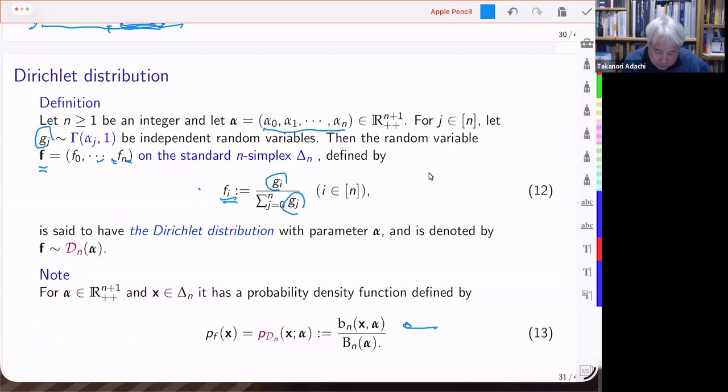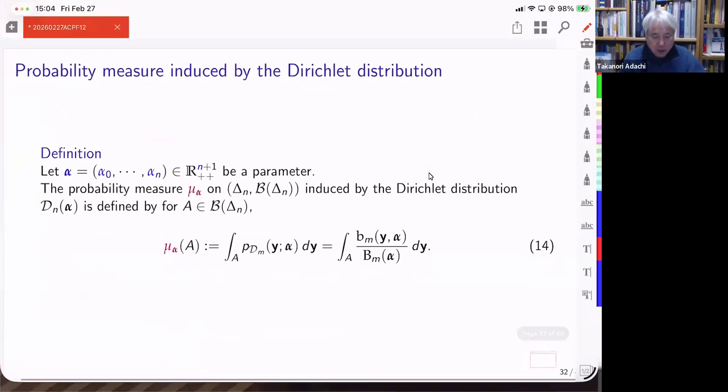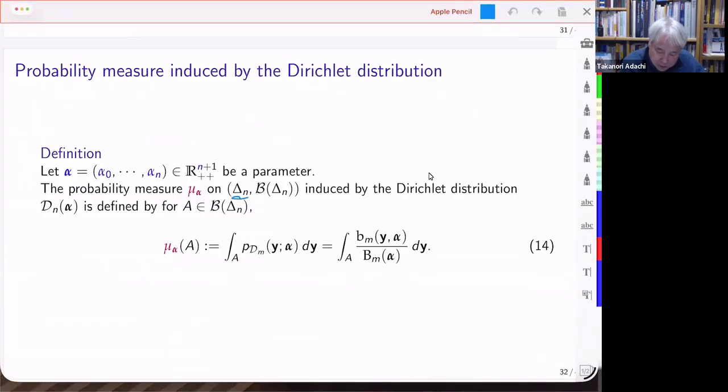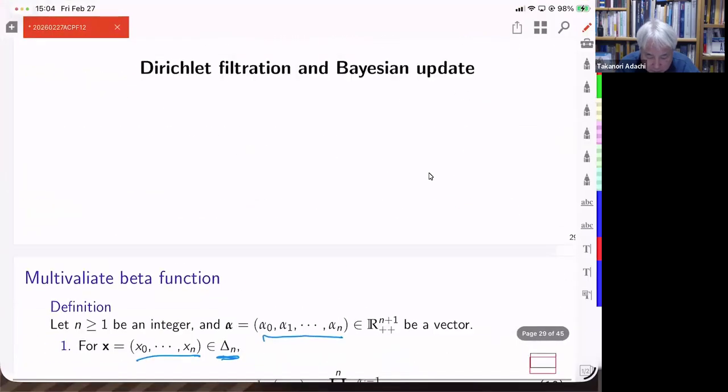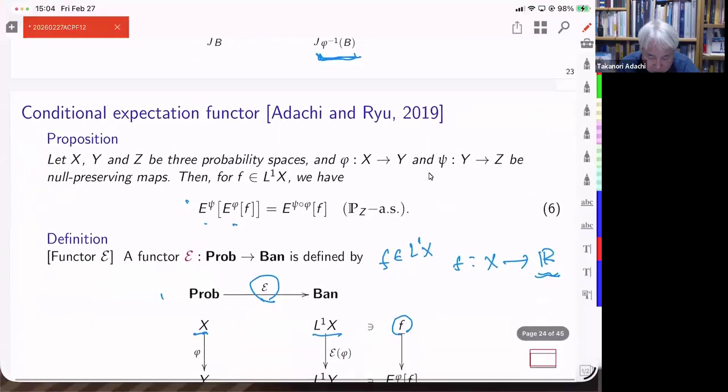These are the parameters. And yes, this is what I told you already. It becomes a density function. Okay, so we introduce a probability measure to the topological space, or the measurable space, because of the remaining part we missed when we defined the delta, the sigma filtrations.